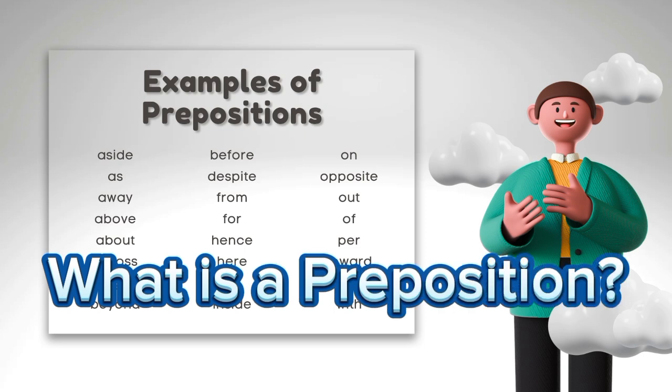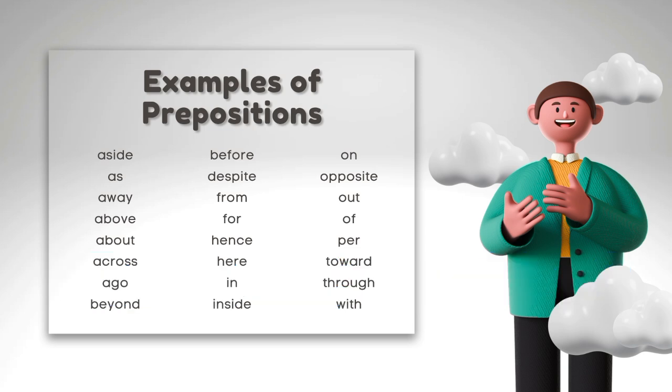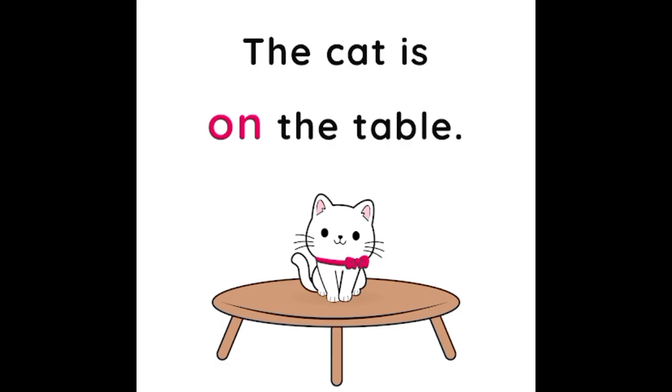First things first, what is a preposition? A preposition is a special word that shows the relationship between a noun or pronoun and other words in a sentence. It tells us where something is, when it happens, or how it's done. Sounds cool, right? Let's look at some examples. If I say the cat is on the table, the word on is a preposition. It tells us where the cat is.